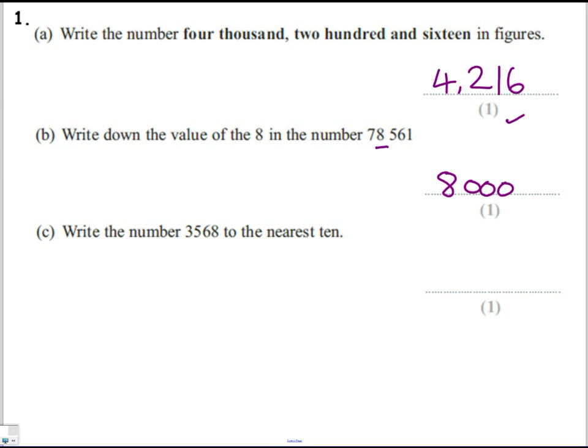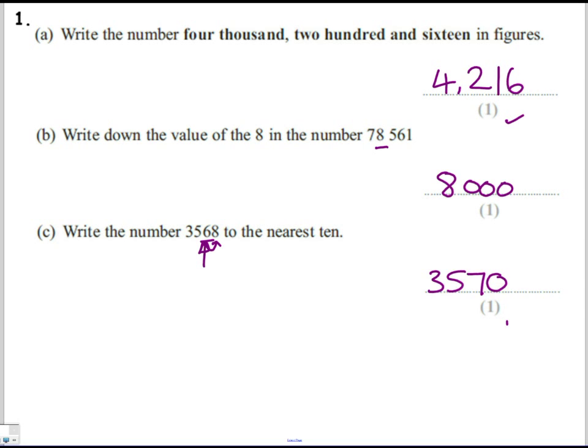Write down the number 3568 to the nearest 10. When we're looking at the nearest 10s, we're interested in the tens digit, but whether we stick or twist depends on the next number along. Because it's an 8, which is above a 5, we go up. So the 3 and 5 don't change, the 6 becomes a 7, and we put a 0 in there. So 3570 is the number to the nearest 10. And again, 1 mark.